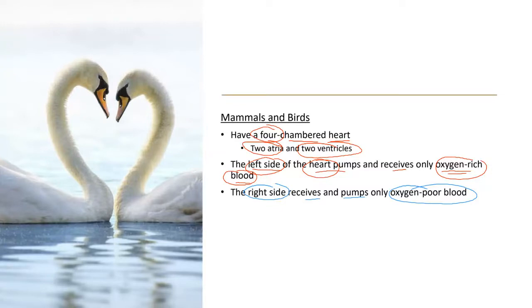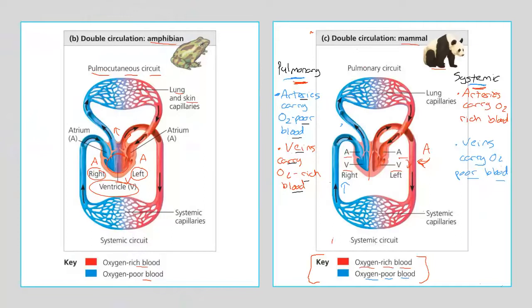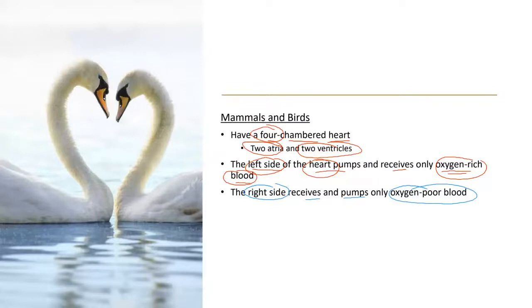Receives and pumps oxygen-rich blood, the left side. Now, what about the right side? The right side of the heart is going to receive oxygen-poor blood, and it's going to pump oxygen-poor blood. So keep those two straight.